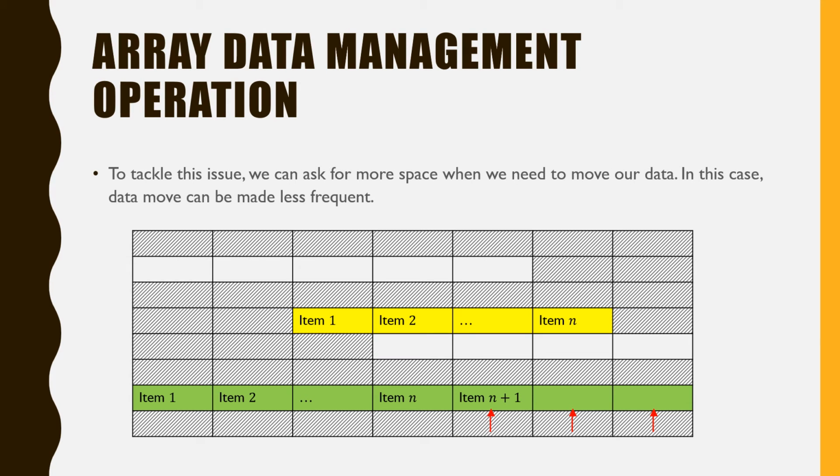To tackle this issue, we can ask for more space when we need to move our data. For example, instead of asking for n+1 memory blocks when adding a new element, we can ask for n+3 memory blocks as shown in the figure. In this case, we know that the next two data insertions will not trigger the expensive data move. In practice, we often request twice the current space when a data move is triggered.